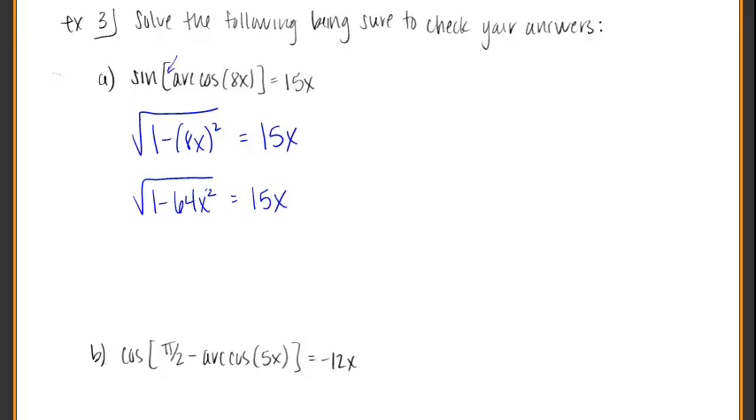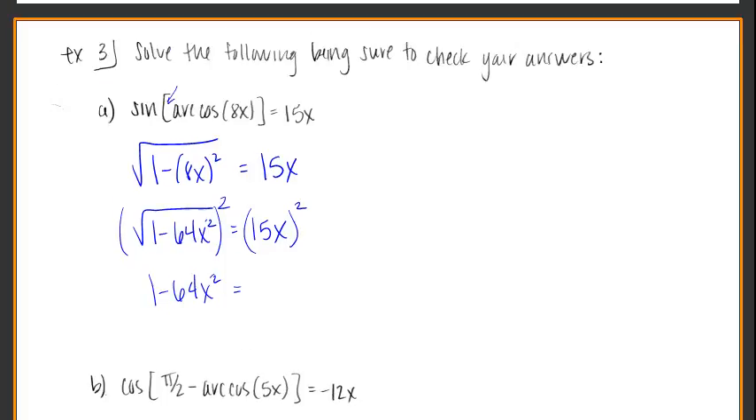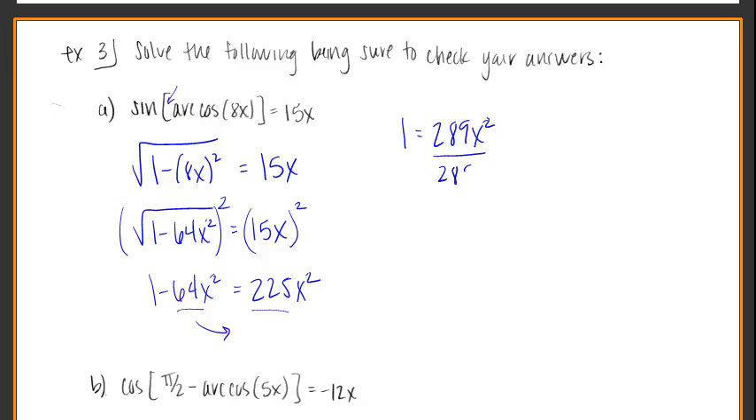And from here, it's just typical algebra. We want to get rid of a square root, so let's square both sides. And 1 minus 64x squared is equal to 15 squared, which is 225x squared. So I've got 64x squared and 225x squared. So let me move that over. We'll see if we can finish this out. So 64 plus 225 is 289x squared. I'm just going to isolate this x squared. So let's divide both sides by 289. So 1 over 289 is equal to x squared.